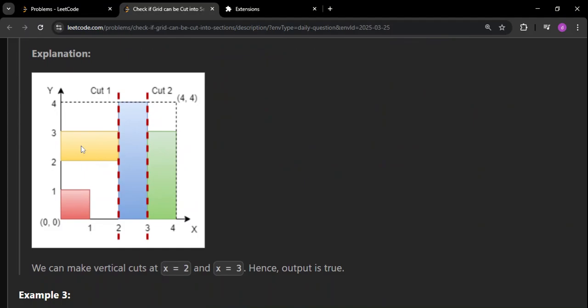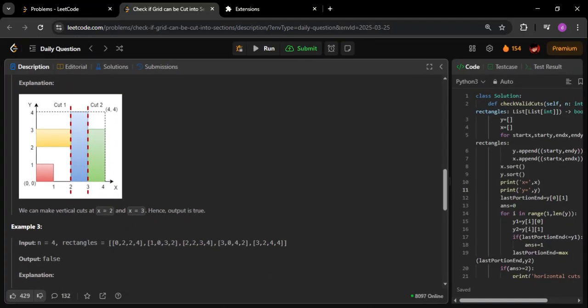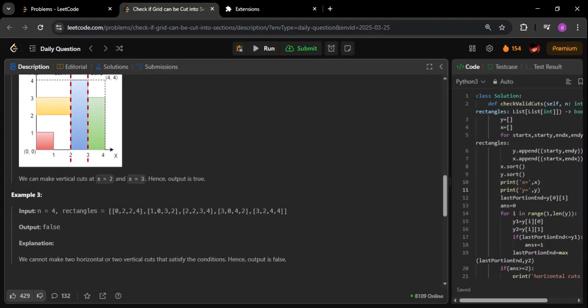In example two, as you can see, we cannot go for a horizontal cut, because any horizontal cut will always go through the volume of the blue color rectangle. That's why here only vertical cuts are possible. So these are good examples which they've given with diagrams. In example number three, the answer is false, and they've not given a diagram for that.